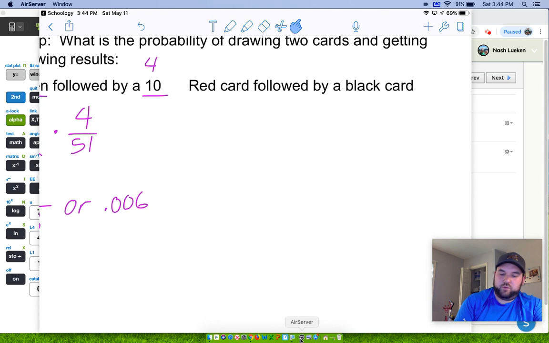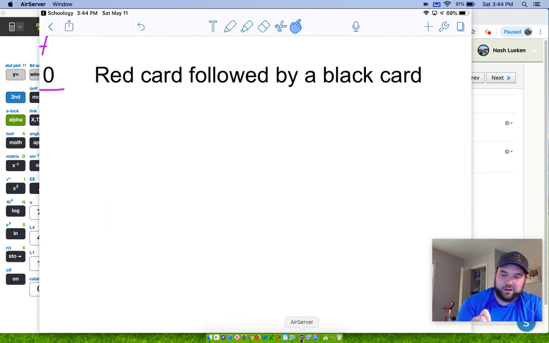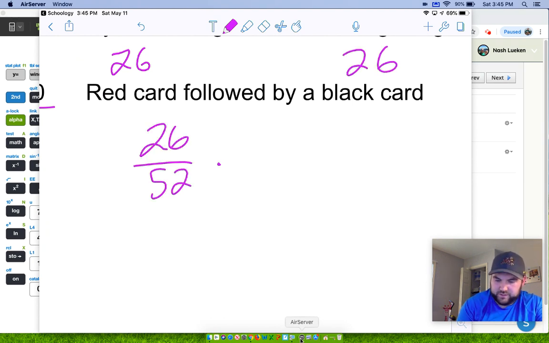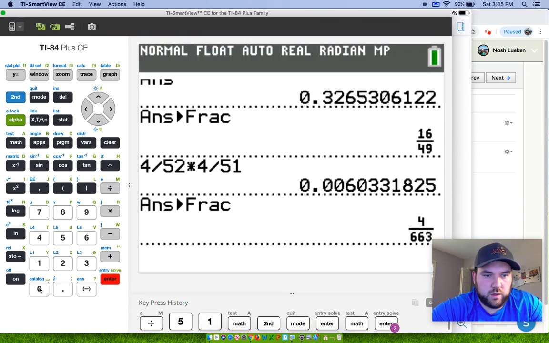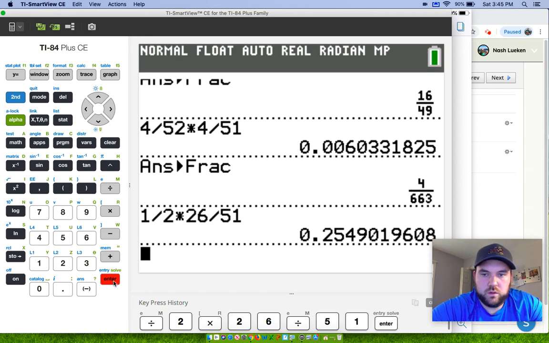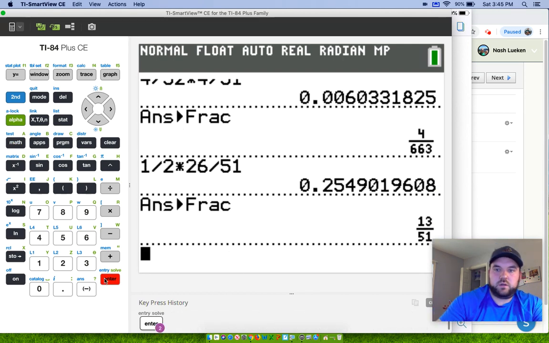How about the probability of drawing a red card followed by a black card? Well, red cards, there are 26, and black cards, there are 26. So this would be 26 out of 52. And then again, unless it says I'm going to replace it, I have to assume that I'm going to go down by 1. So it's 26 out of 51. 26 out of 52 is just 1/2, so I'm going to start with that, times 26 out of 51. 0.255, essentially. Or as a fraction, that probability would be 13 out of 51.